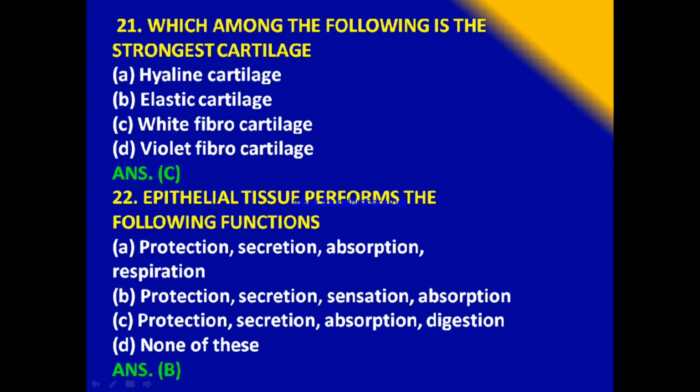Epithelial tissue performs the following functions: protection, secretion, absorption, respiration. Protection, secretion, sensation and absorption. Protection, secretion, absorption and digestion, or none of the above. So what's the right answer? The epithelial tissue functions as protection, secretion, sensation and absorption. So option B is the right answer.